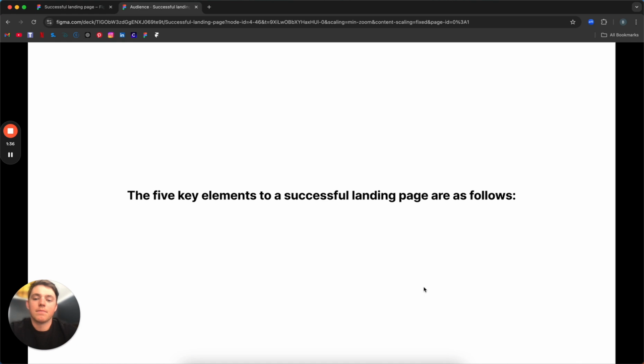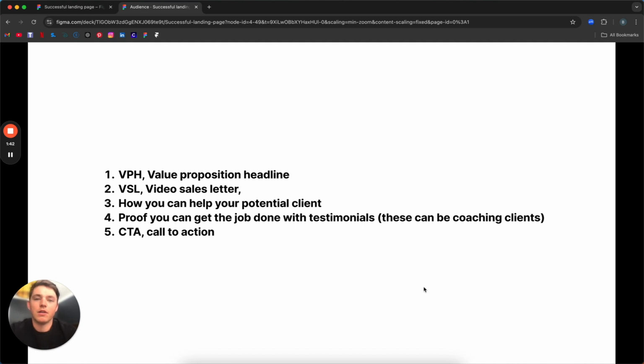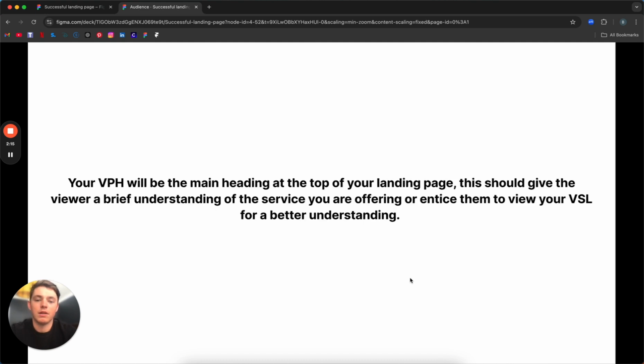Let's break it down. The 5 key elements to a successful landing page are as follows. Your VPH, so your value proposition headline, your VSL, your video sales letter, how you can help your potential client in a written form, proof you can get the job done with testimonials, and these can be coaching calls, one-to-one coaching calls that have gotten your clients the same result that the course will, and your call to action. So booking a call, purchase now. Maybe if you want to even have like a free guide as the button, and then you can move into a book call after that, after they've gotten more value from you. That's always a good idea.